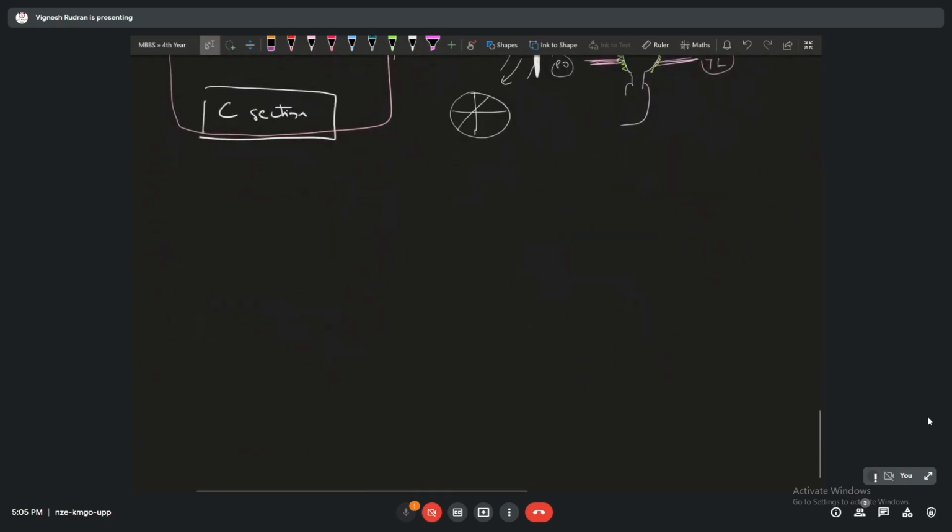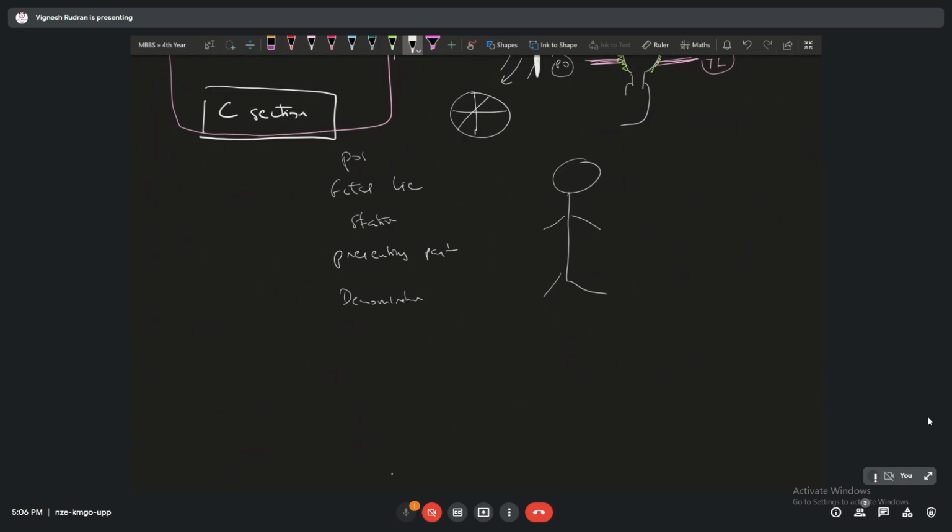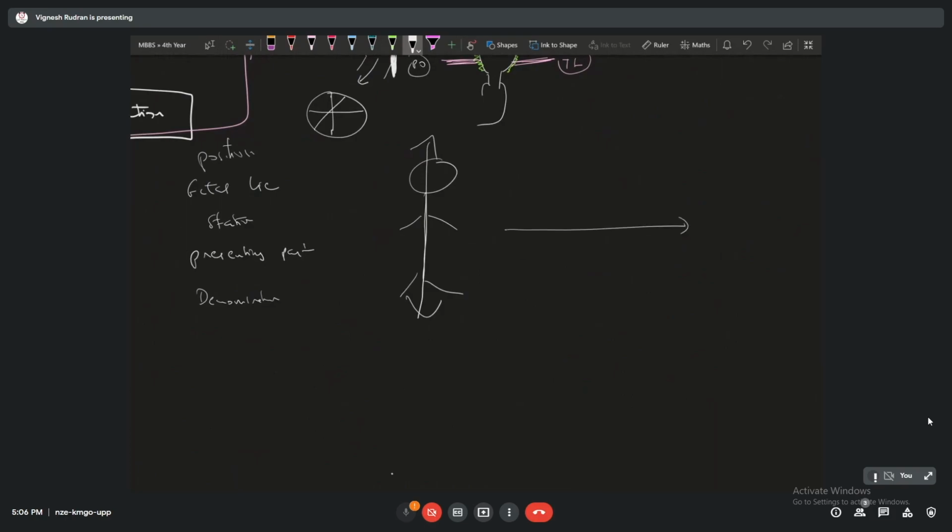So once you know about the pelvis, you need to know about the fetal lie, station, presenting part, and denominator. Okay, so you have the fetus over here, right? Position. If the head is like this, this is your vertical lie, and if the fetus is like this, this is your transverse lie. Transverse lie is always a problem.